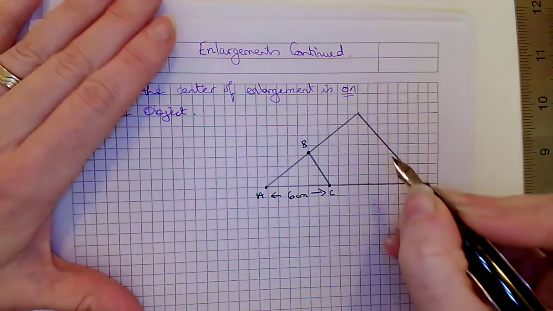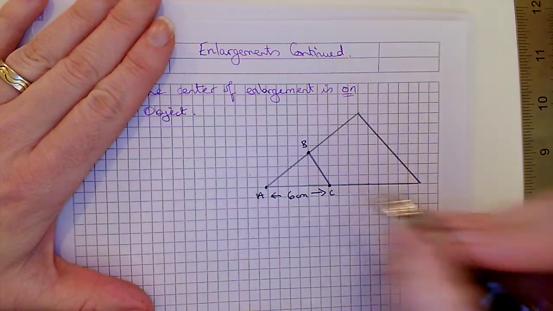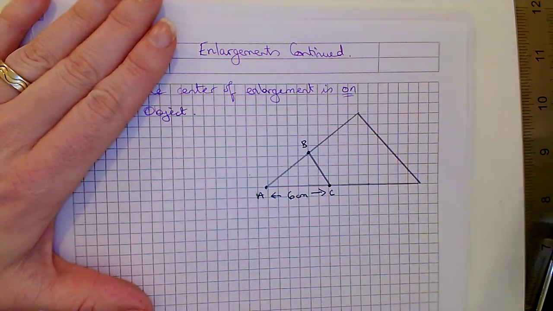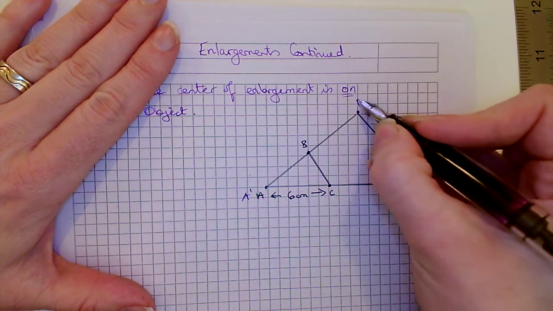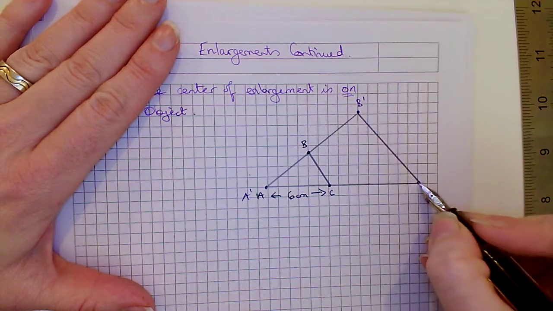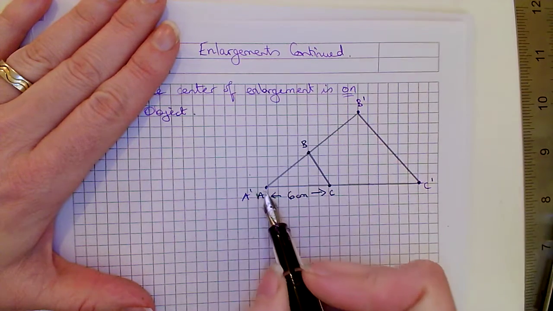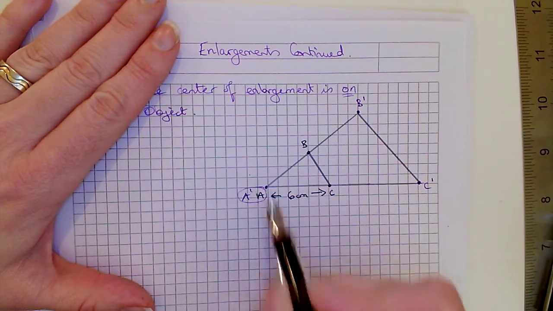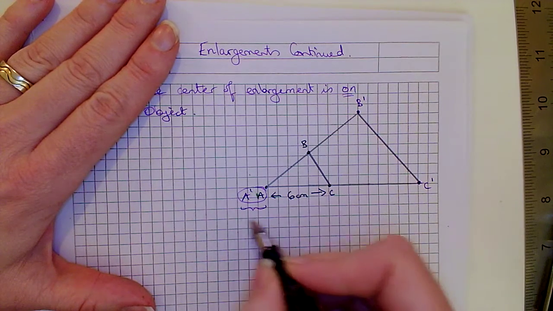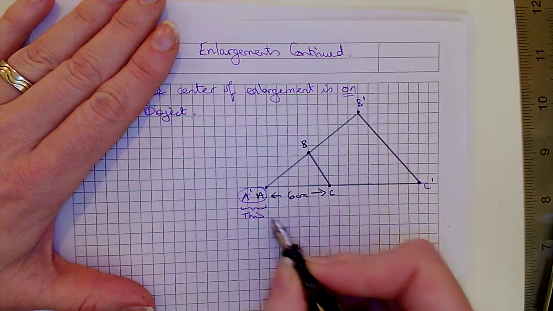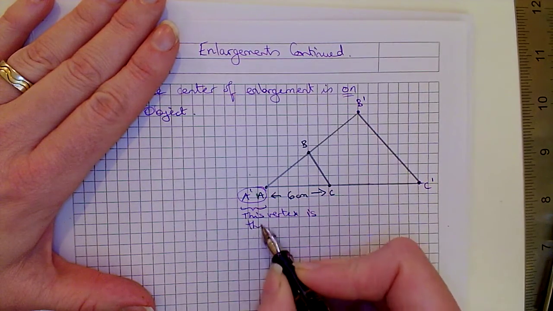And we construct an enlargement of ABC called A prime, B prime, C prime. And what we've done here is that this vertex down here is the center of enlargement. So this vertex is the center of enlargement.